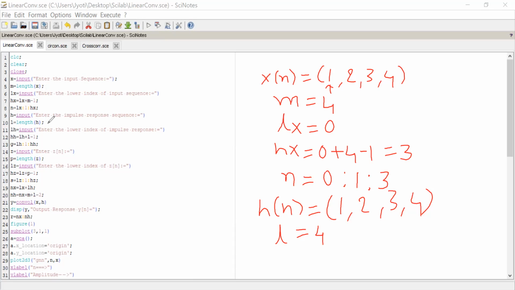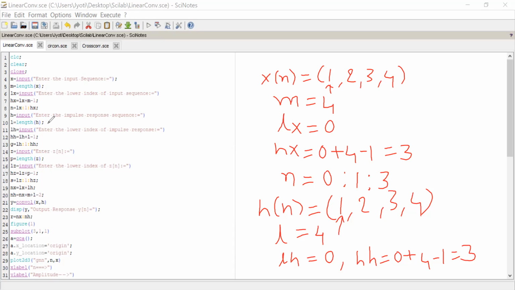Next, you need to enter the lower index of the impulse response, that means where h of n will start. Here LH I'll also take as 0. That means it will start at the 0th position. Next is HH. HH is equal to LH, which is 0, plus L, the length of h of n, 4, minus 1, that is equal to 3. Ending limit is 3.